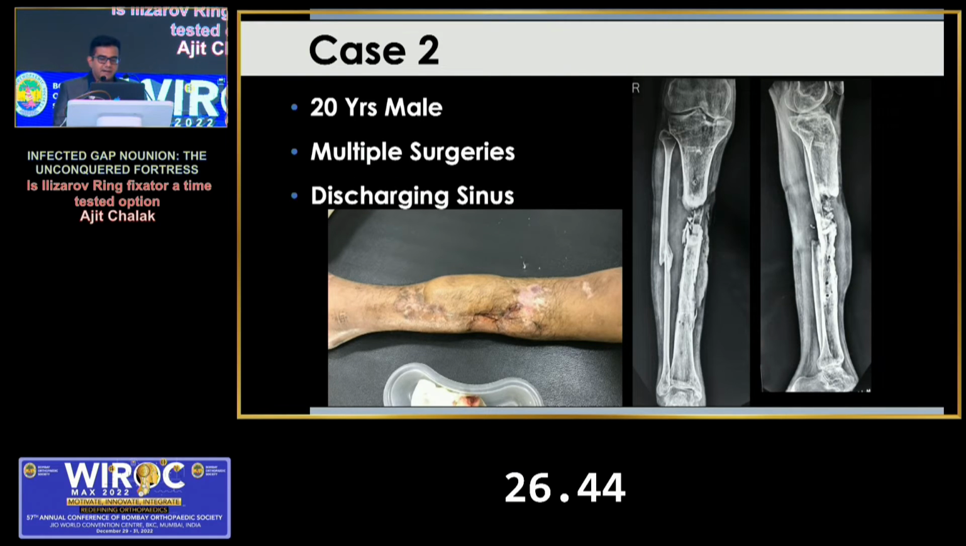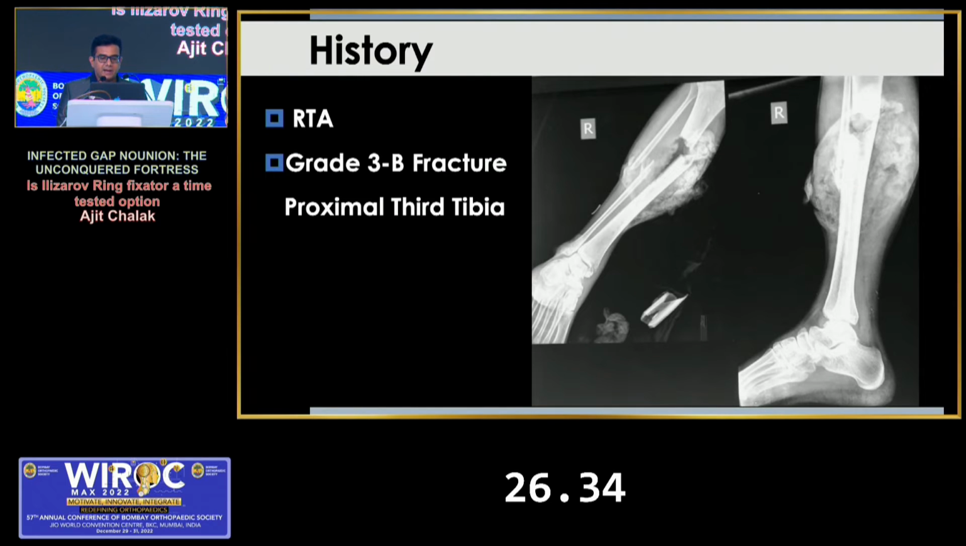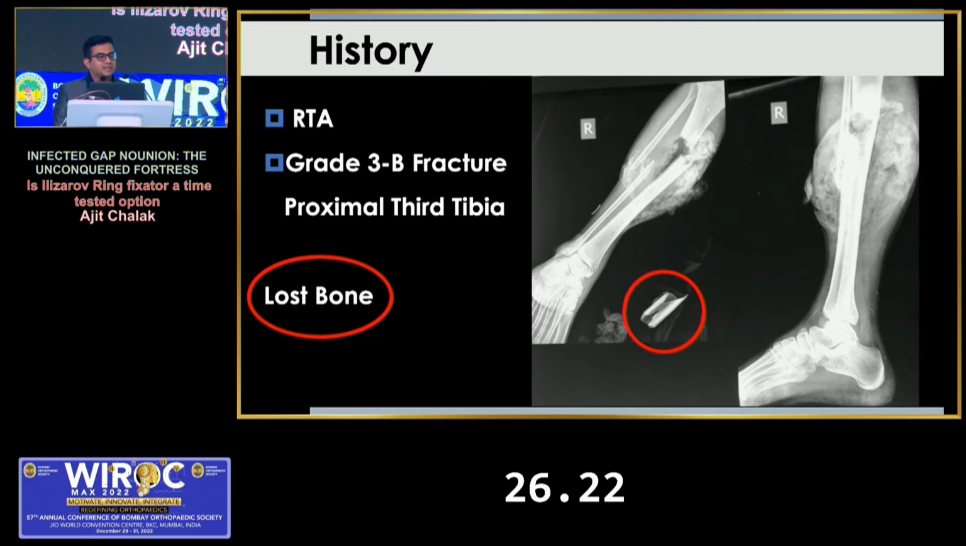So this is a second case, a 20-year-old male who had around 8 to 9 surgeries before coming to us. He presented with a small discharging sinus. He had grade 3B fracture of the proximal third tibia. You can see the amount of soft tissue injuries which he sustained during the trauma and a lost piece of bone which was kept on the X-ray cassette.